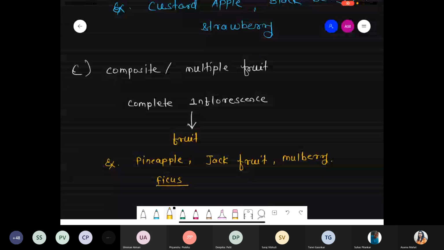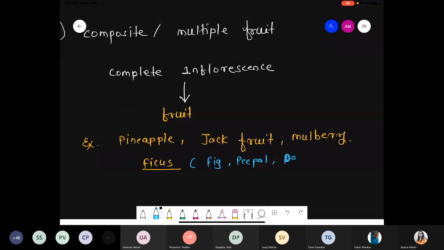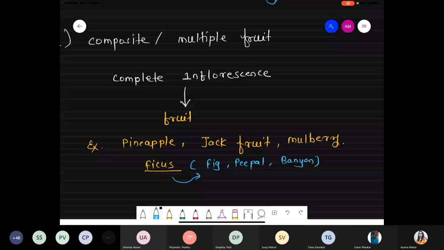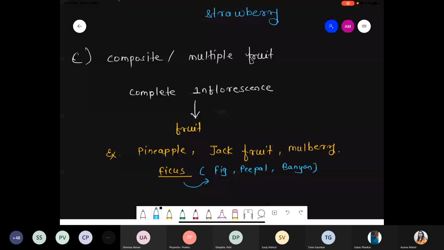Ficus, and you know very well ficus, it is a genus. Under the genus, three examples will become like fig plant, then peepal plant, and the third one banyan tree. Banyan tree. Okay. So under the ficus genus category, these three examples will become. To clear this point, understood what is exactly the basic difference between the simple fruit, then multiple or the composite fruit and the aggregate fruit. Got it?